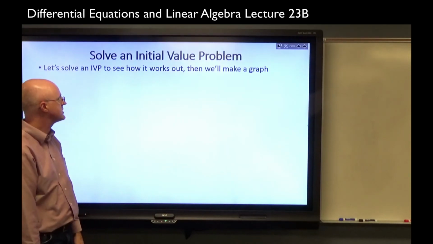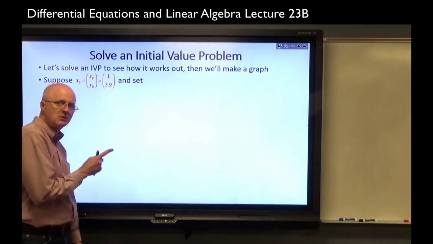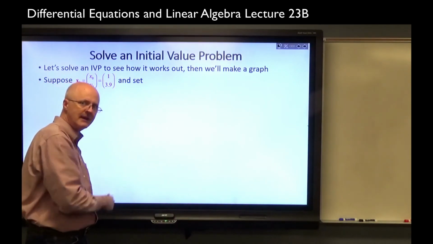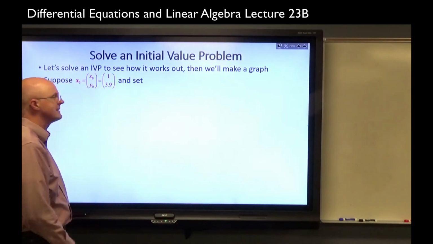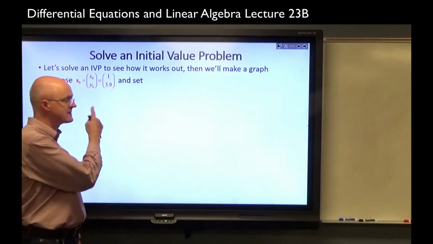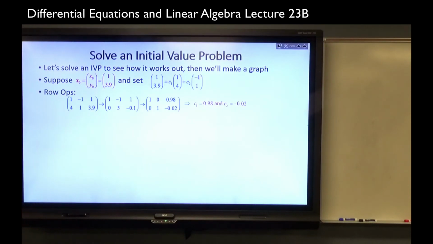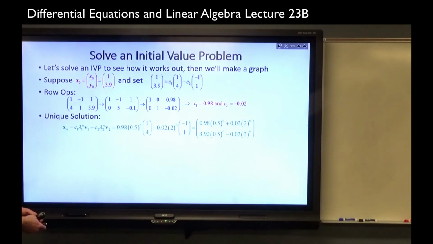You can think about what's happening based on that formula. But let's solve an initial value problem. I pick this point. This point ends up being close to being on the other line for the other eigenvector. The other line was 1, 4, a line with a slope of 4 through the origin. This is close to being on that. I purposely did that. Solve for C1 and C2. You get 0.98 and negative 0.02. So the unique solution is this.